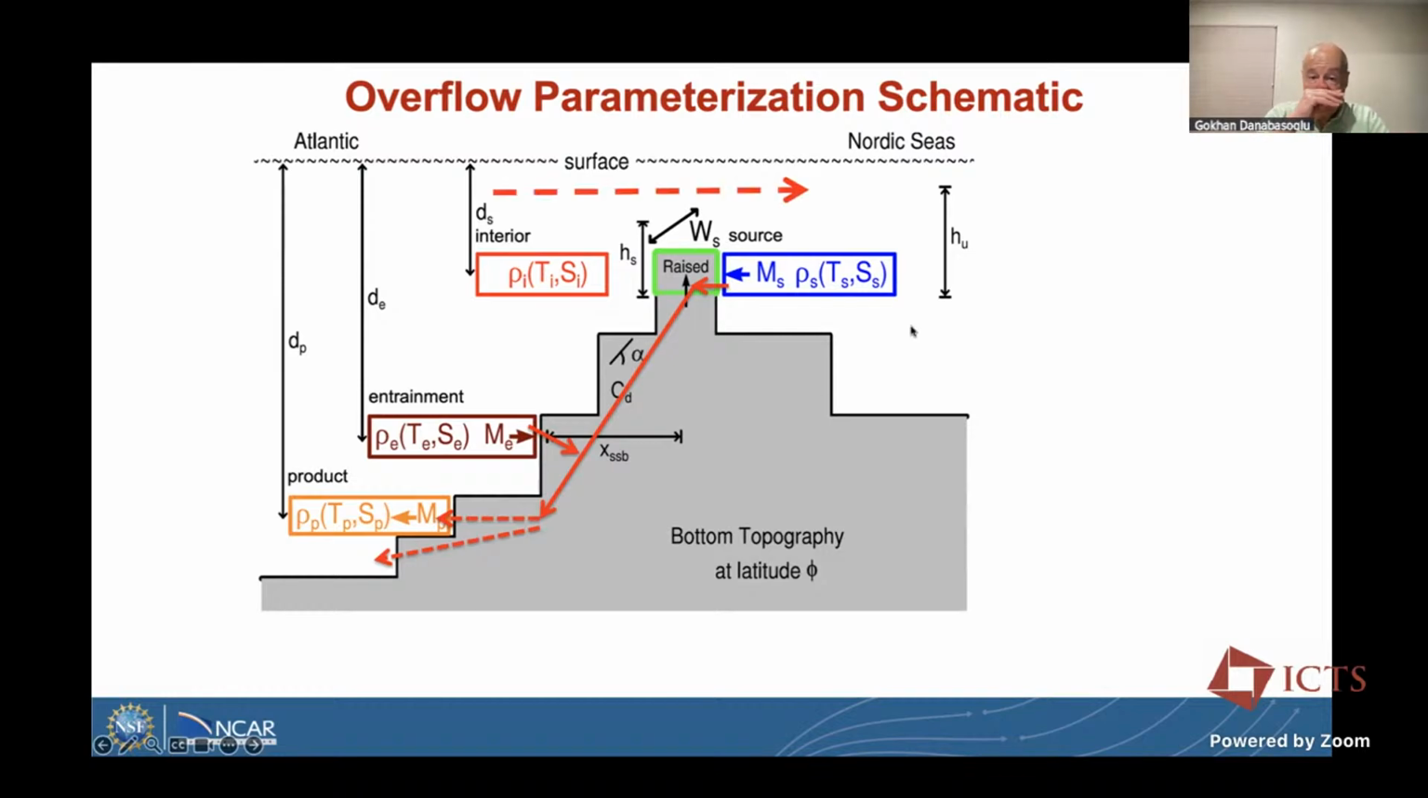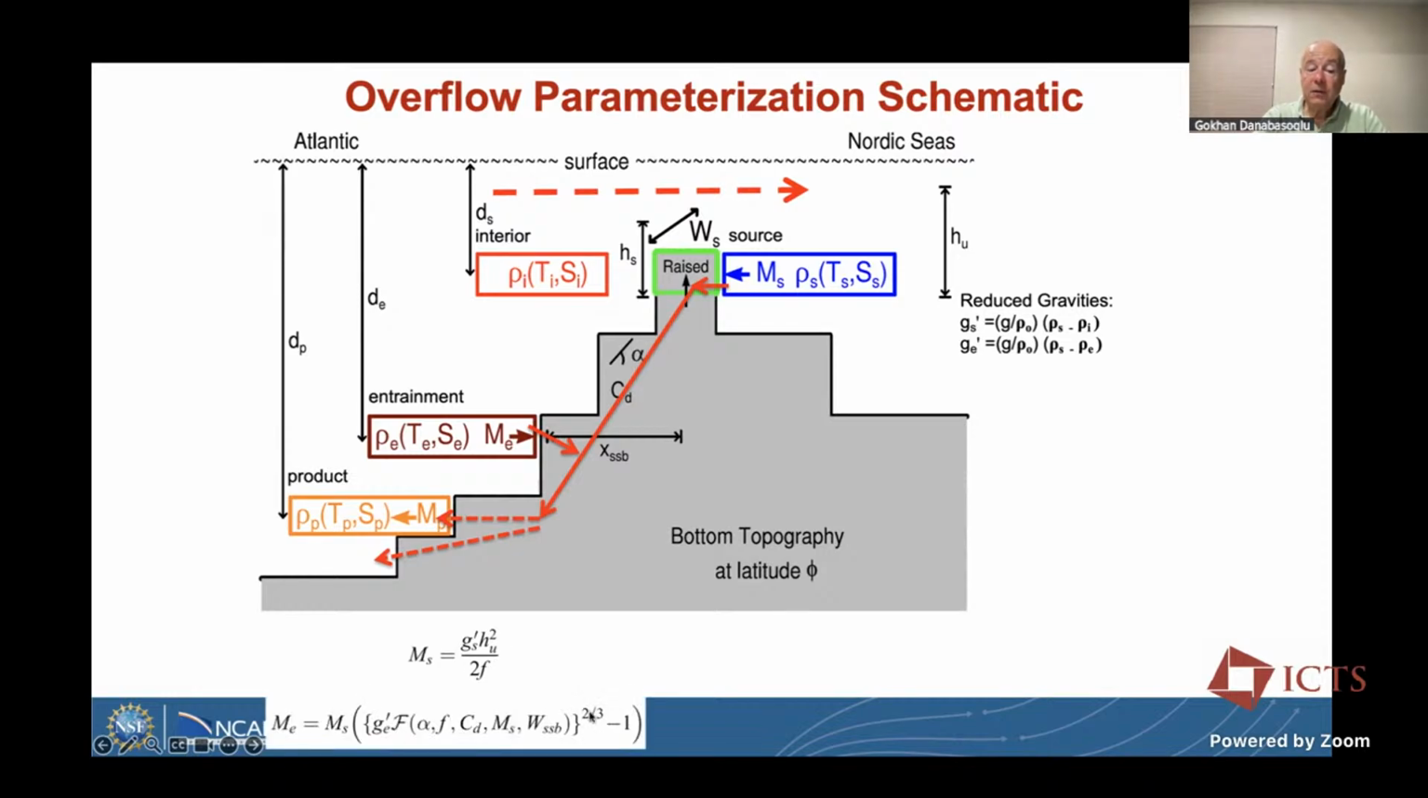There are quite a few, and then the compensating flow, the southward flow in general here, the compensating barotropic flow occurs, again, by conservation of volume in the upper ocean, where we are not actually piping the stuff into the rock. And this parameterization reduced gravity formulations. We come up with the source waters based on the hydraulic theory. Entrainment is given by single point entrainment parameterization. Simply then the product water is the sum of the source and the entrainment. It's just conservation of volume.